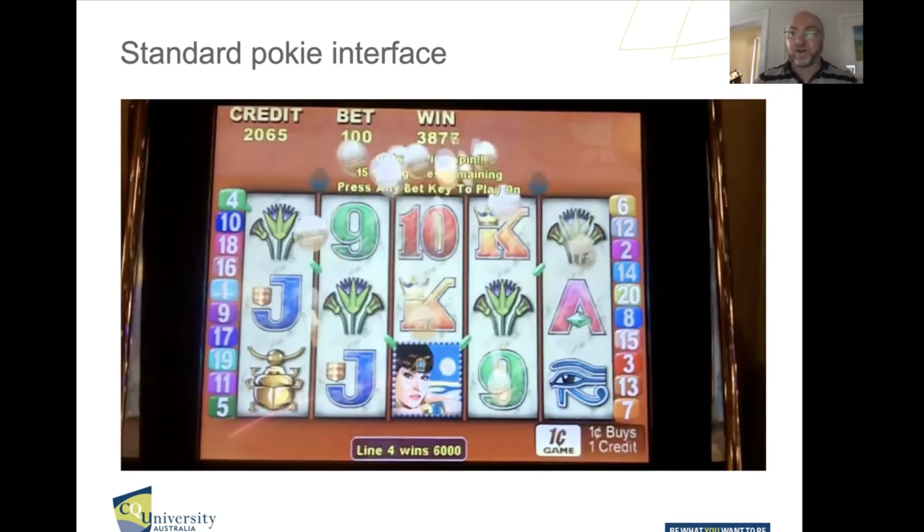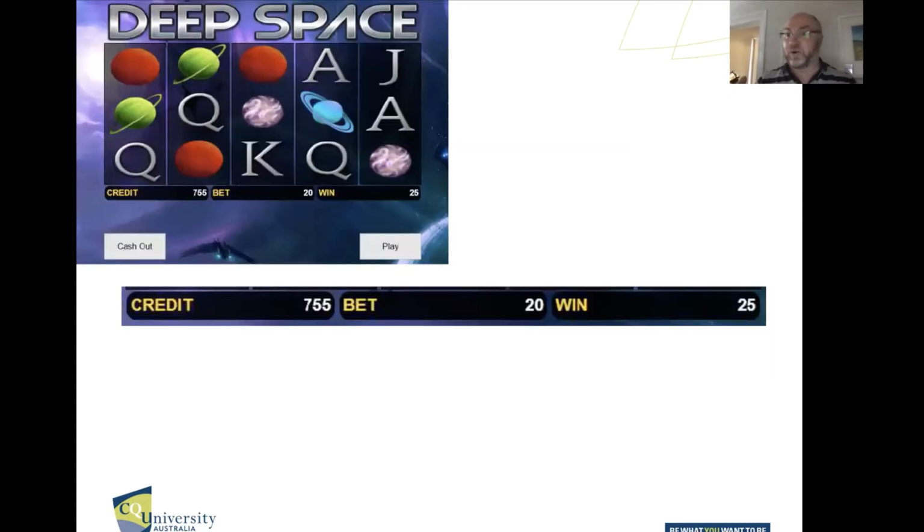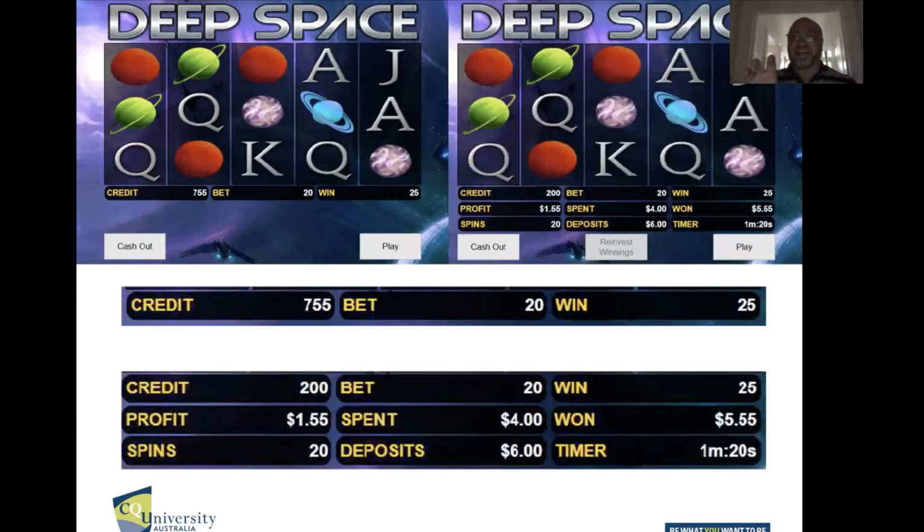Can they keep track? So we actually got this honours student, Chris Byrne, to program a pokie into Qualtrics. We had a pokie actually running in Qualtrics. So this was the standard interface, credit, bet, and win. And here is the alternate interface with credits and winnings and all sorts of additional information. And we wanted to see if they could keep track of their play even better. And they did, and we published. This is an honours student who did some amazing programming within a survey and published his work in a Q1 journal, which is a really big thing.